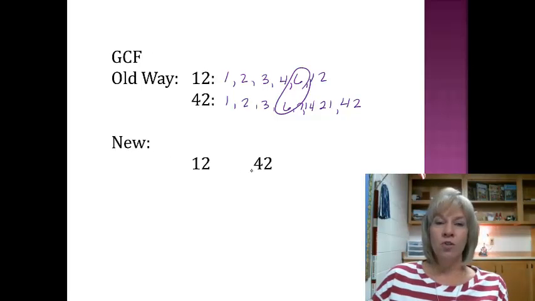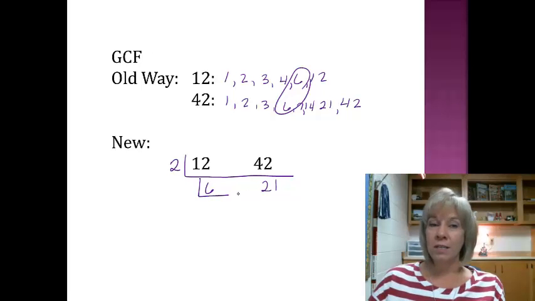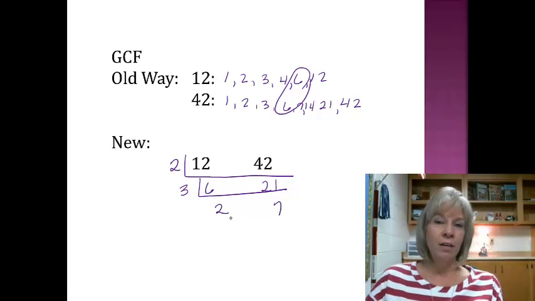We take our numbers 12 and 42 and we make a ladder, just like when we did prime factorization. And we start finding prime numbers that go into both 12 and 42. Well, 2 is the easiest, so we divide both 12 and 42 by 2, so 6 and 21. Then we find a prime number that goes into both 6 and 21, which would be 3, and 2 and 7. Now, nothing goes into 2 and 7, so we stop there.